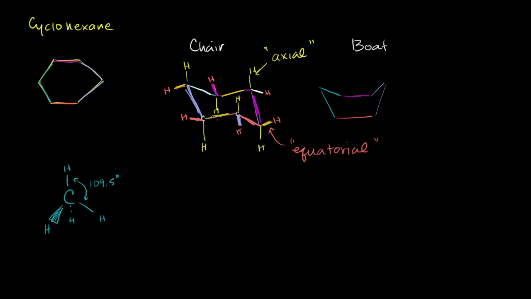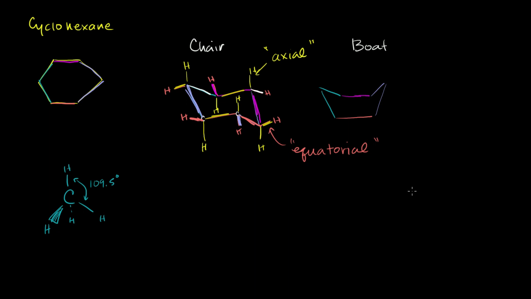So the ones that are parallel to some part of the ring we're calling equatorial. And the ones that kind of jump out of the ring, that aren't parallel to any other part of the ring, we're calling those axial. And the way I've drawn it here, the axials are the ones that point straight up and point straight down. And we can do the same thing on a boat configuration.